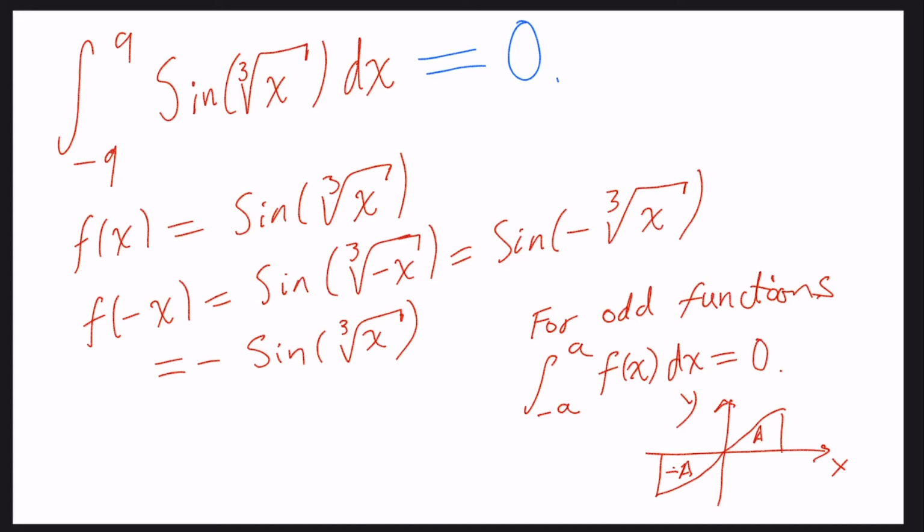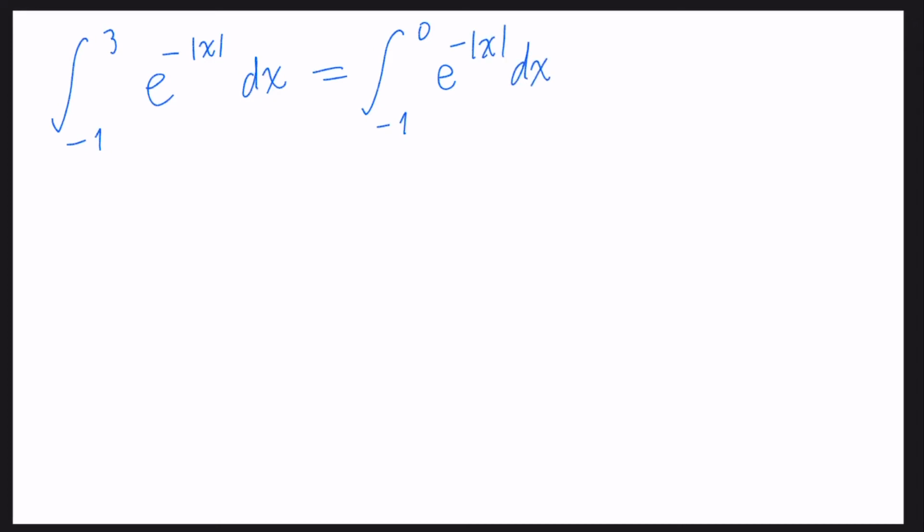We can find another interesting problem. I will solve this problem: integral from minus 1 to 3 of e to the minus absolute value of x dx. What is the problem here? Again, we don't know any elementary function that has as derivative e to the minus absolute value of x. So instead of calculating this directly, we will separate it into an interval of negative numbers, from minus 1 to 0, and another interval from 0 to 3.